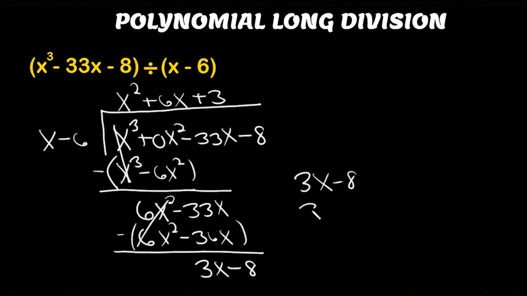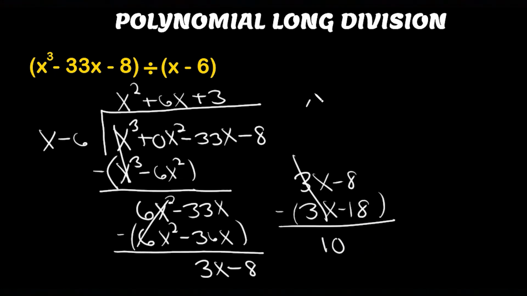When I do that, I get 3x and then minus 18. Put it in parentheses, minus on the outside, and then we go for it. This will cancel. The two negatives make a positive. Negative 8 plus 18. That will give me positive 10. And that's my remainder.